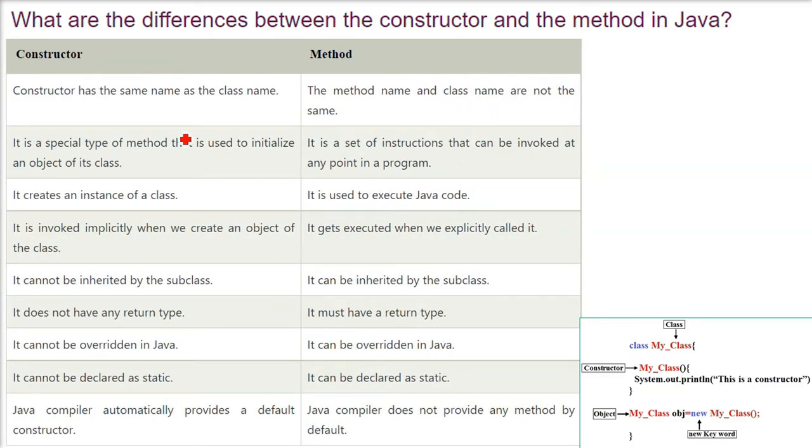So the constructor has the same name as the class name. The name of the constructor and the class will be the same. For example, say I'm making a class called add. The name of the class is add. So if I am making a function called add, this can only happen when add is a constructor. Okay. The constructor has the exact same name as the class name.